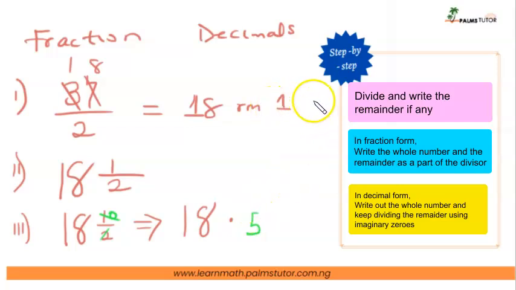Even if you want to do it from this point, you don't have to get it to the fraction form. The moment you have 18, you write that, oh, this is 18 point, then you keep dividing your remainder by the divisor by adding imaginary 0 to it. So this goes here 5. You see that? 18.5.